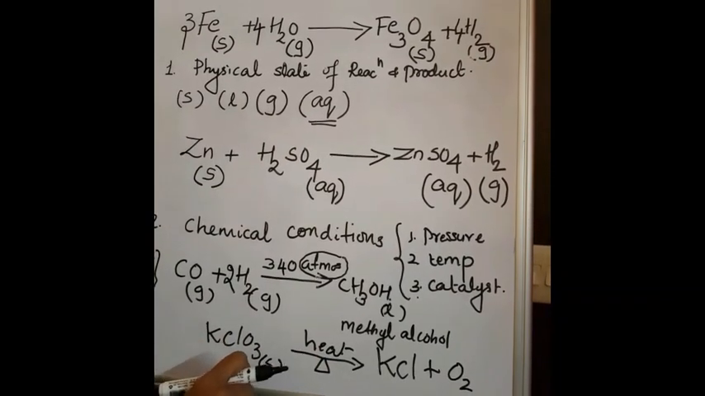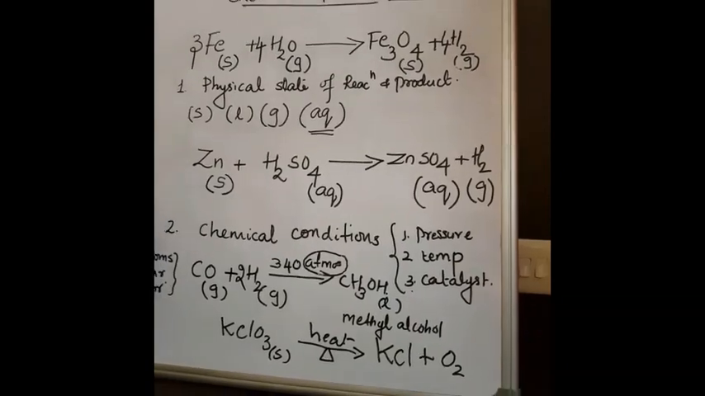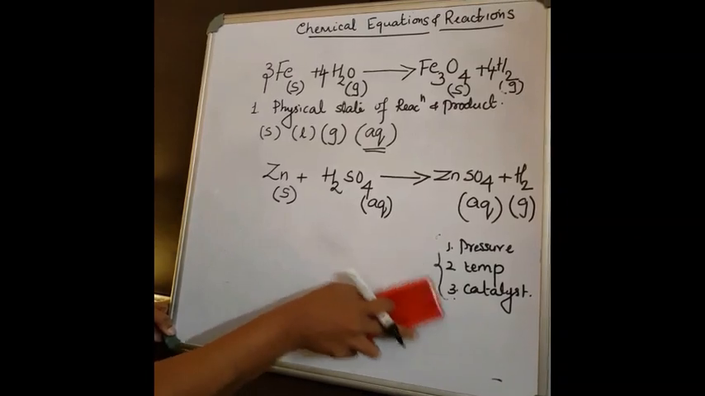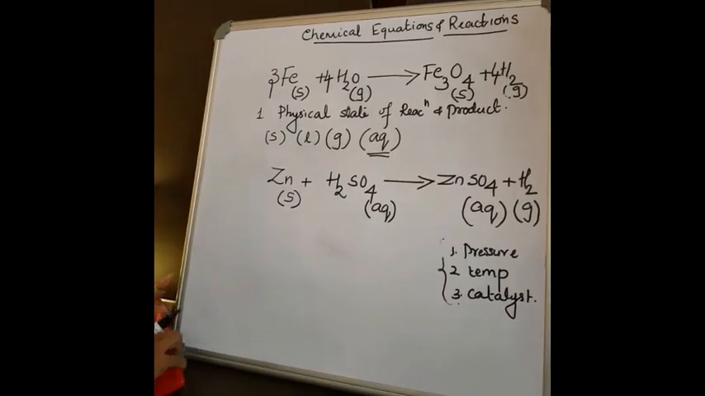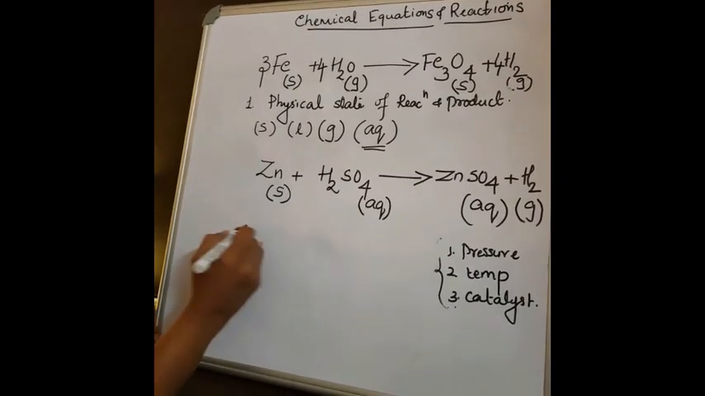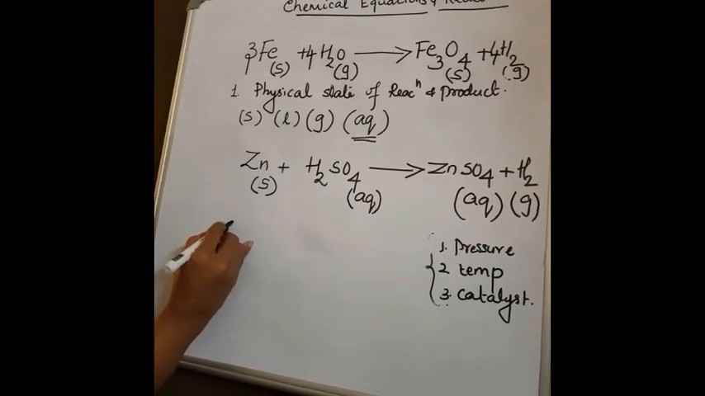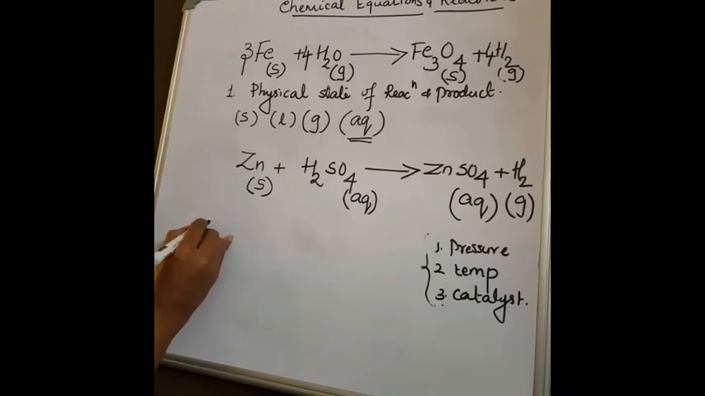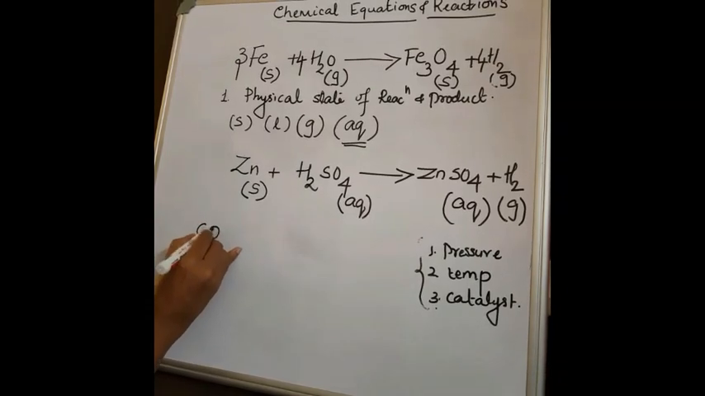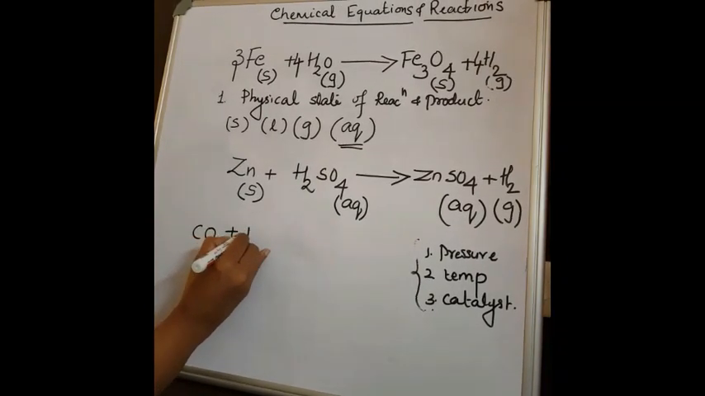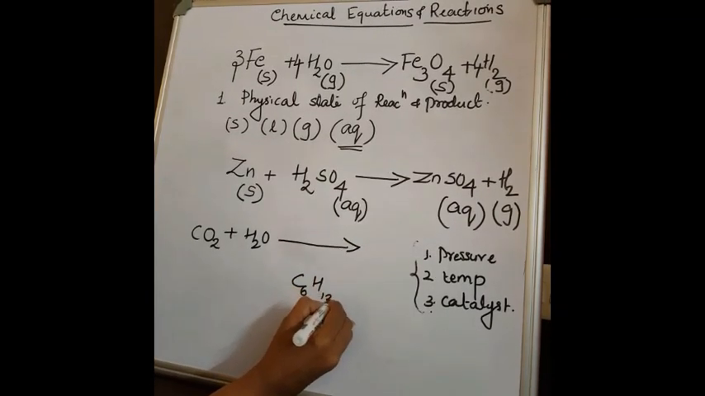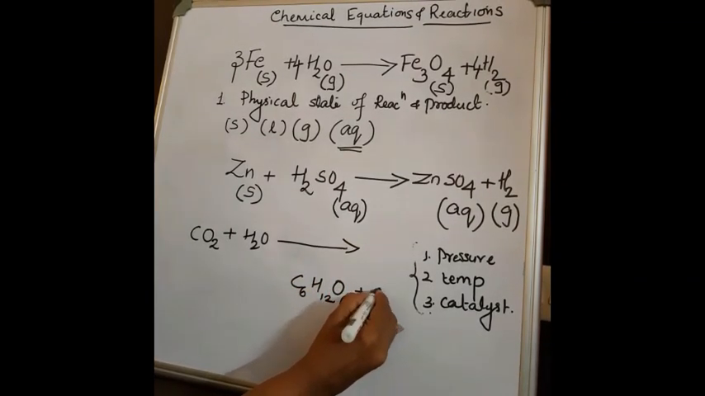Got it? Okay. Now the third condition is catalyst. You know what is a catalyst? A catalyst is a substance which speeds up the reaction or alters the rate of a reaction. Now, for an example of a catalyst, you have studied photosynthesis, right? In biology, that is carbon dioxide plus water gives C6H12O6, that is glucose, and oxygen.